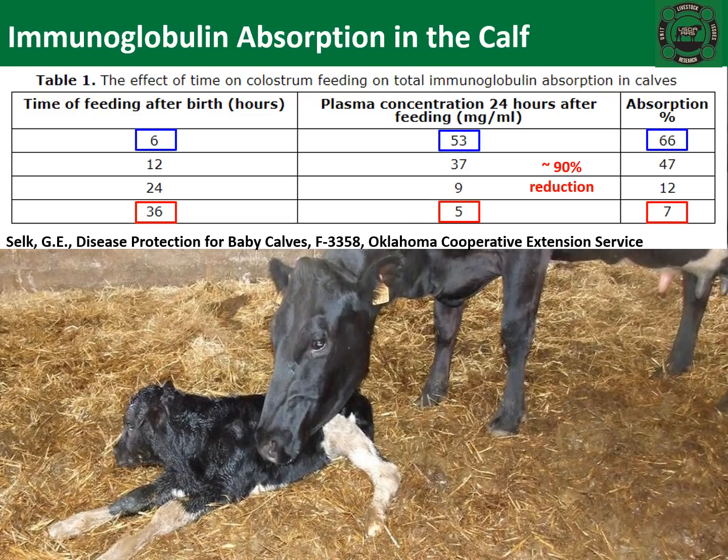This table, taken from a study by Selk, highlights the importance of timing associated with colostrum intake and circulating antibody concentrations. For example, if feeding is delayed by only 6 hours after a calf is born, the antibody absorption capacity is already reduced to 66%. Delaying feeding for another 30 hours after birth results in approximately a 90% decline in the calf's ability to absorb antibodies.